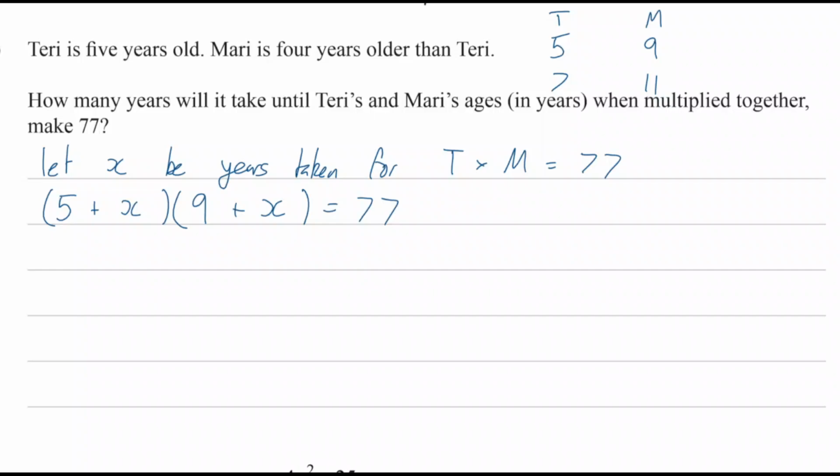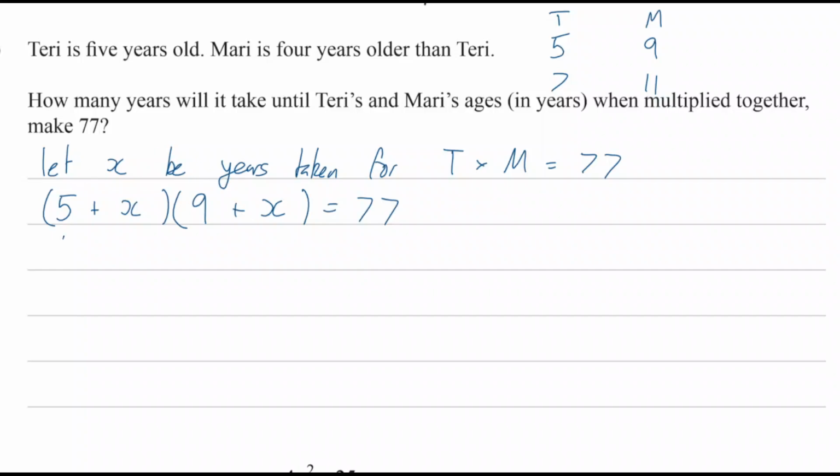Right, so when Teddy is 5, Mari is 9. If x was 1, so in 1 year's time, Teddy would be 6, Mari would be 10. Right, they're always 4 years apart. And so here is our equation. Now we can solve for x, essentially, right? So let's FOIL this out.